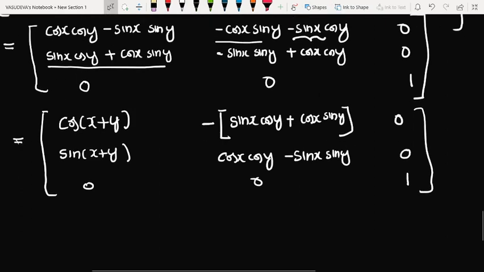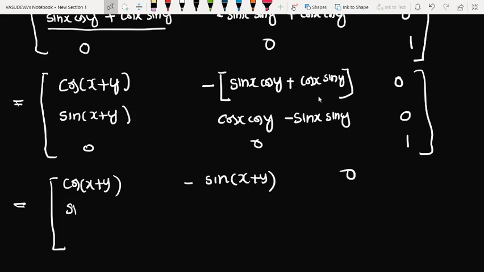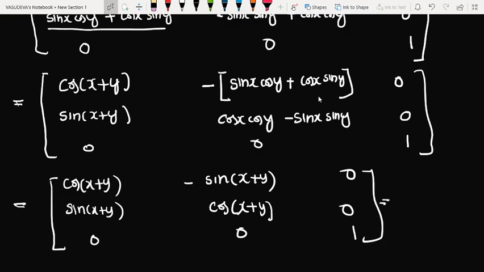So rewriting, this will be equal to cos of x plus y, minus, clearly this is sin x into cos y plus cos x into sin y, by the formula sin of x plus y, 0, this is sin of x plus y, and cos x into cos y minus sin x into sin y is also cos of x plus y. This is 0, this is 0, this is 0, 1.